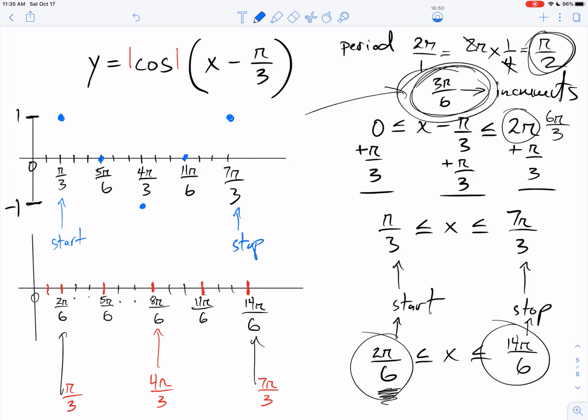And I am about to sketch one period of this function. Wish me luck, because I was never a really great artist when I was a kid. Okay. All right, there we go. That's a pretty nice looking cosine graph that has been shifted pi thirds to the right. It's been shifted pi thirds to the right.